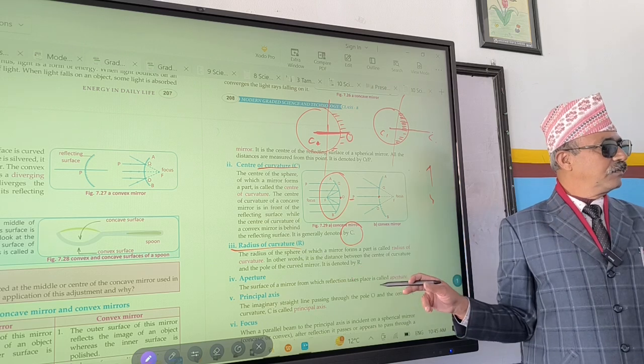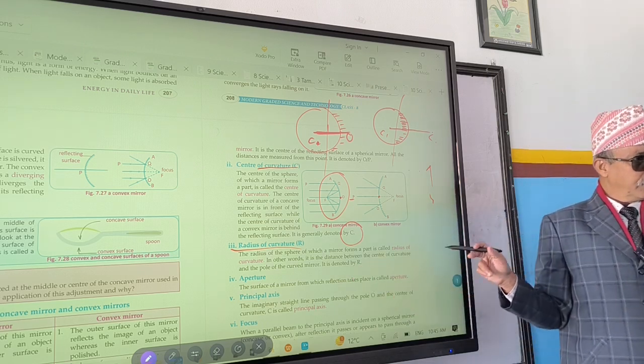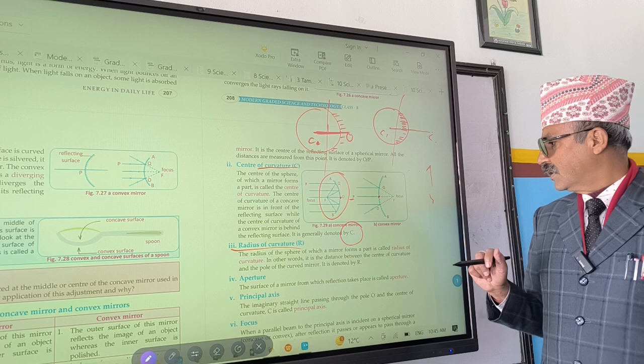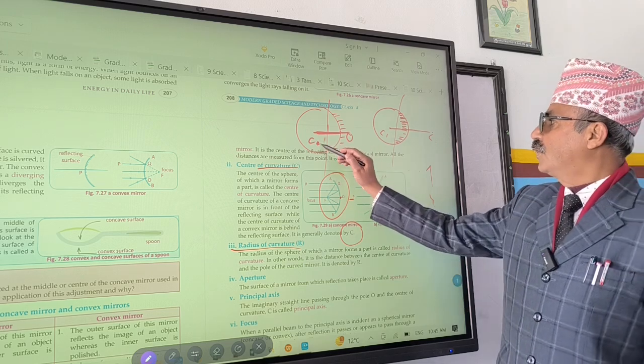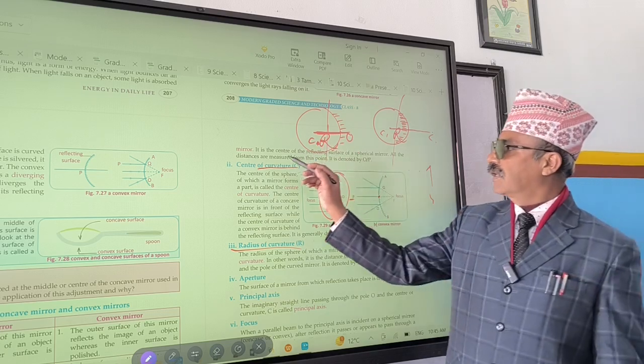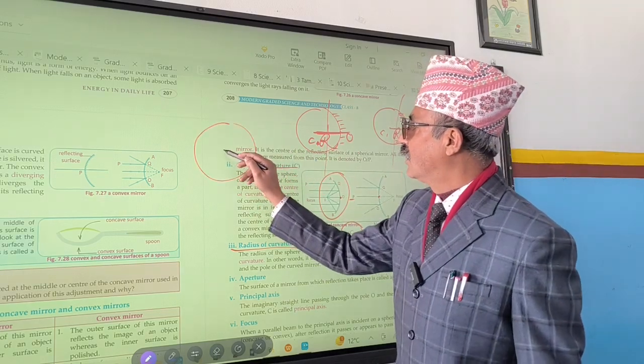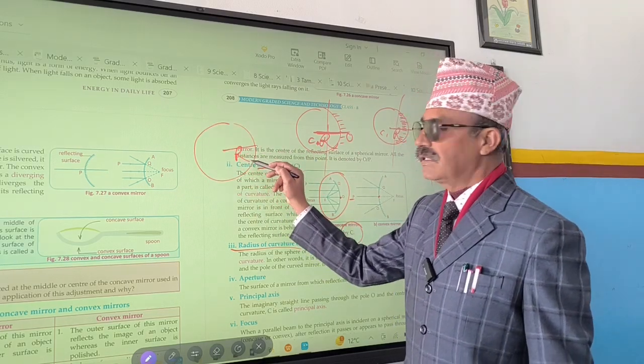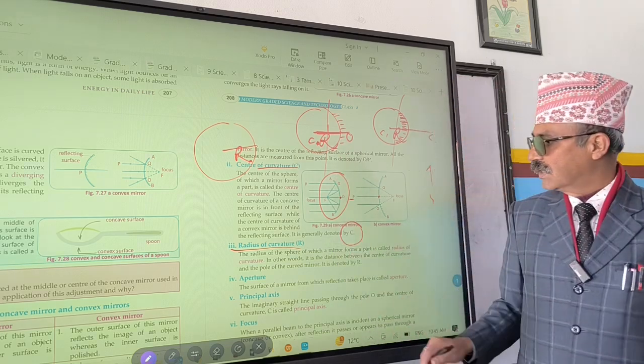Read once again what is given. The radius of the sphere of which the mirror forms a part is called the radius of curvature, in other words. And how do we denote it? R. Radius. In a sphere, in a circle, this distance is called radius. Yes or no? Here also, radius of curvature.